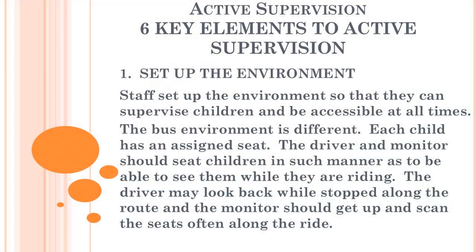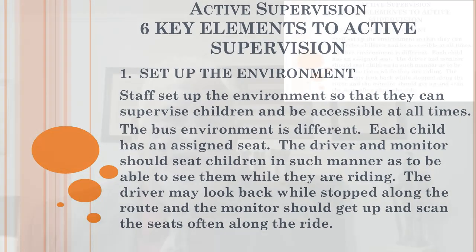Staff should set up the environment so that they can supervise children and be accessible at all times. The bus environment is different. Each child has, of course, we know, assigned seating, and the driver and the monitor should seat the children in the manner as to be able to see them while they're riding. The driver may look back while stopped along the route, and the monitor should get up and scan the seats often along the ride. So we know that you have placement for the children.